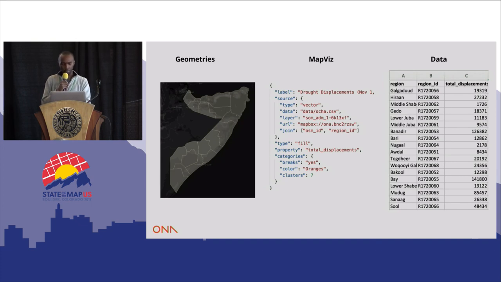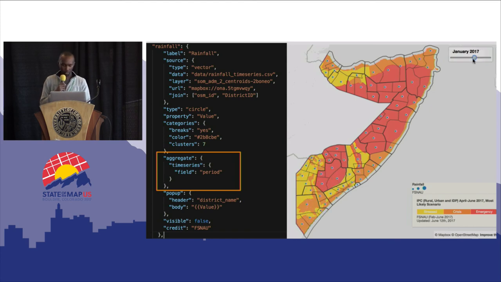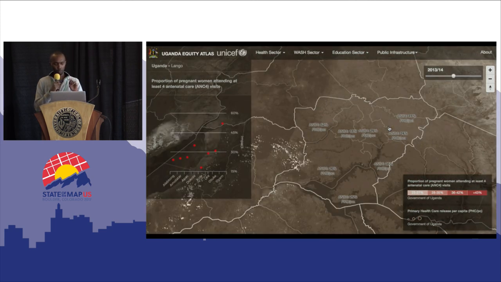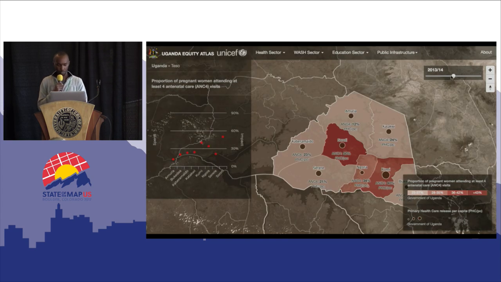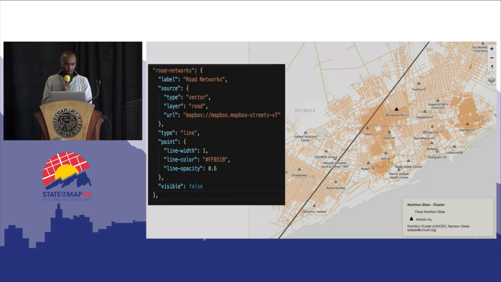So this is just an example of how you could map geometries, and that's your CSV data. Some of the features that we support in this tool are multi-source aggregation, CSV data joins, choropleth plots, time series, and group layers. Just an example of how you could quickly do a time series. And this is an example of one of the tools we've built for the Ministry of Health in Uganda to visualize facility visits by pregnant mothers in Uganda. And this is being used by Slum Dwellers International to identify slums, and they use this to plan how they can reach those communities and empower them. Just a quick example of how you could style the underlying data.